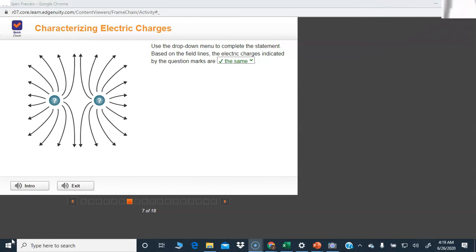All right, so here's a simple question. It says use the drop-down menu to complete the statement based on the field lines. The electric charges indicated by the question marks, are they the same or are they different? Well, those lines are indicating that they are repelling each other. You don't see lines going from one of the particles to the other. That would be attracting. So you don't know whether they're both negative or both positive, but they're both the same.